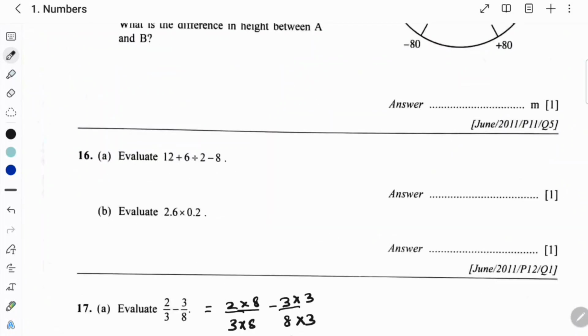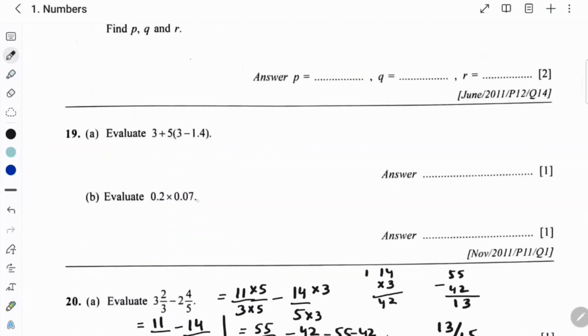Now look at question number 16 part B. 2.6 times 0.2. 26 and 2 double is 52. So you know that it is 52. And then 1 decimal place in 2.6 and 1 decimal place in 0.2. And we have 2 digits already there. So it's simply 0.52 is the answer for this question.